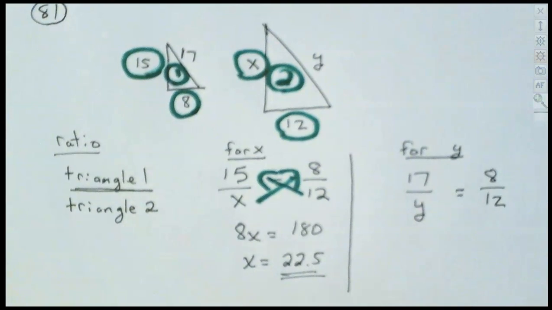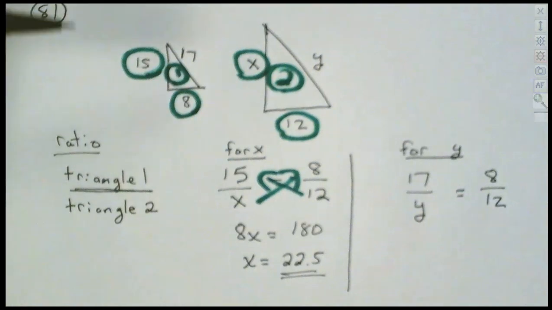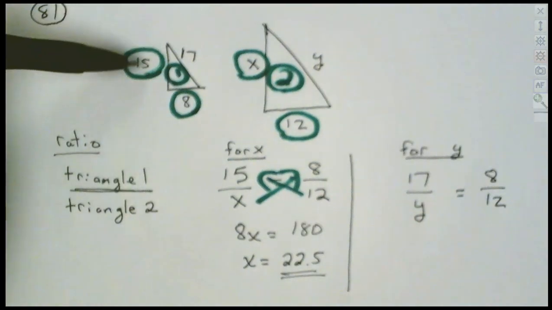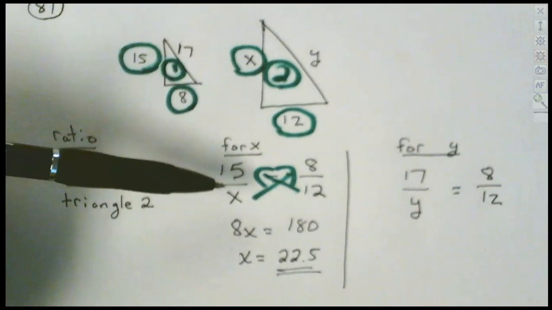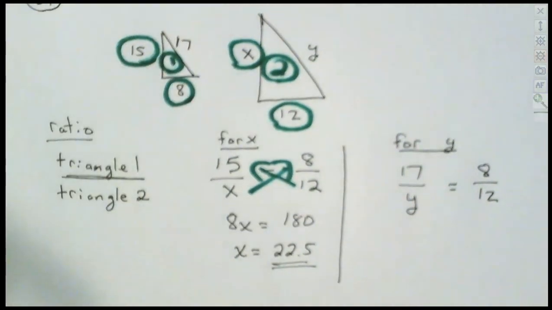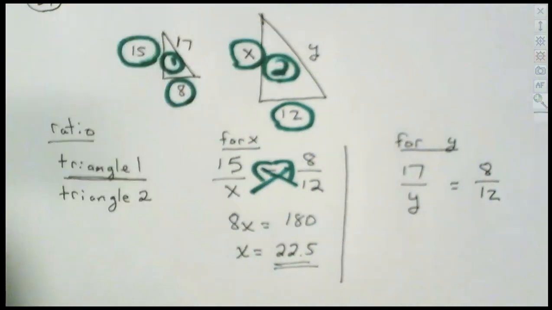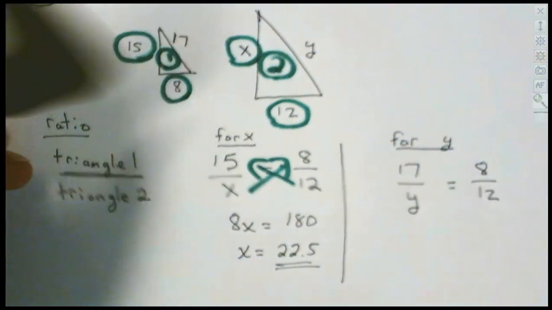Is everyone okay with how I'm setting up these ratios? You just pick your triangles, 1 and 2. Now you want to do them one piece at a time because you can only have one missing part. So when I did my first ratio, 15 went with x, so that gave you that one. 8 went with 12. To get the y, I know that 17 goes with the y. 8 goes with 12 again.